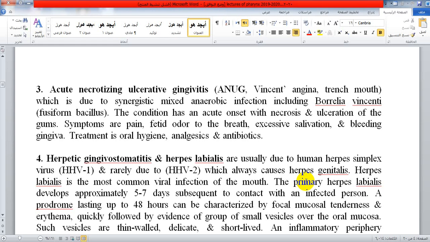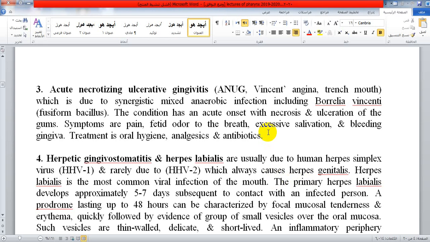Another problem is acute necrotizing ulcerative gingivitis, ANUG, or we call it Vincent angina, or trench mouth, which is due to synergistic mixed anaerobic infection including Borrelia vincentii and fusiform bacillus. The condition has an acute onset with necrosis and ulceration of the gums. Symptoms are pain, fetid odor to the breath, excessive salivation, and bleeding gingiva. Treatment is oral hygiene, analgesics, and antibiotics.